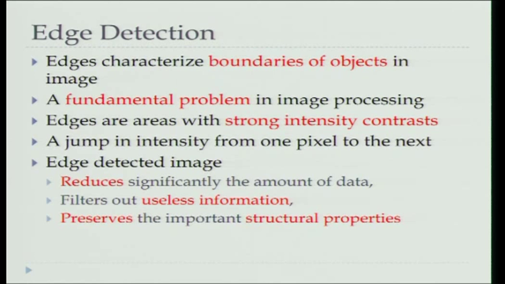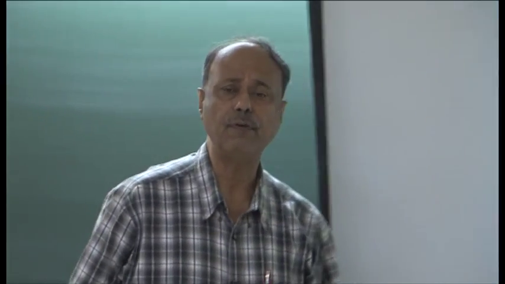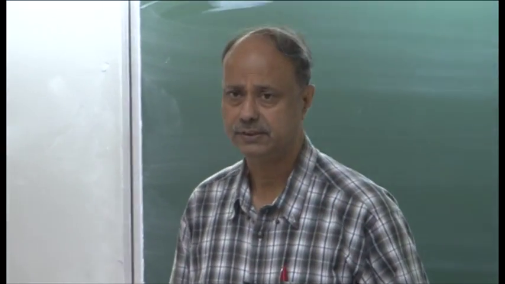So, it is a fundamental problem in image processing. This type of problem occurs very often, or we will need to solve it on many occasions. Edges are areas where you will find strong intensity contrast, or in the boundary line you will find there is a vast difference between the pixel intensity value on the edge and its neighbors.